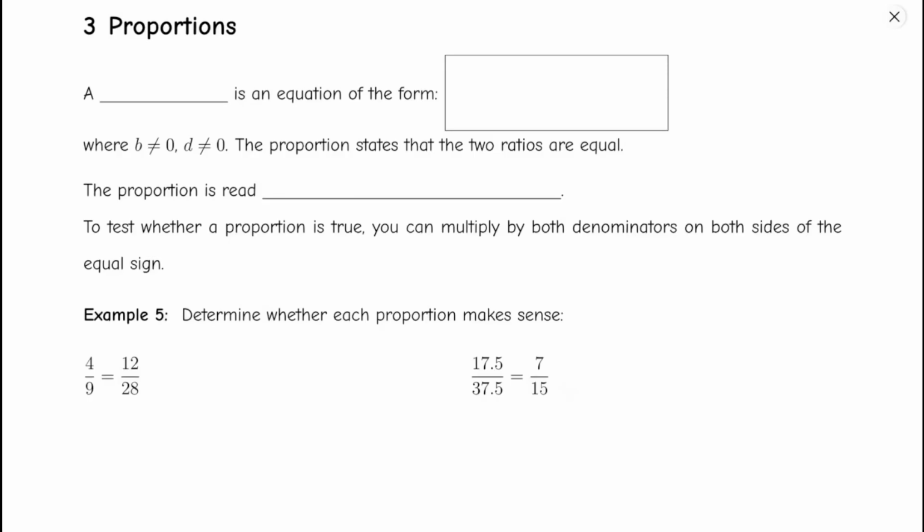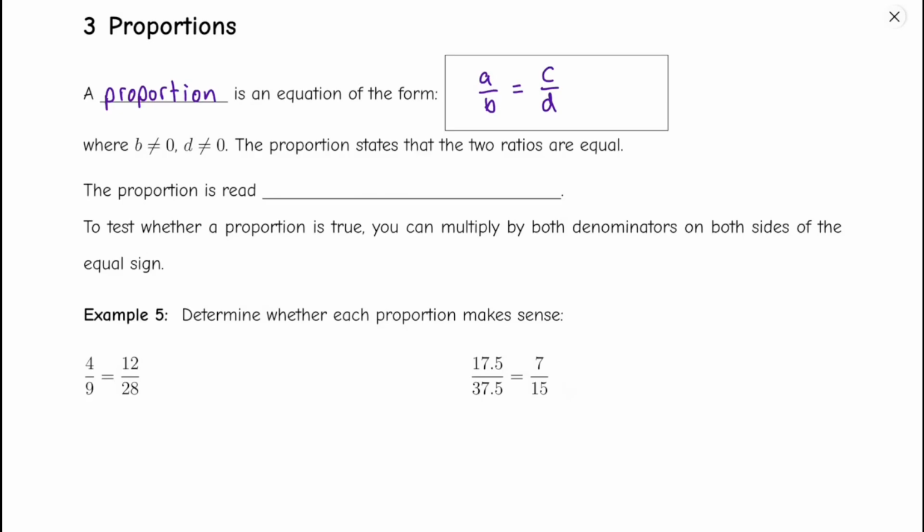Hello, today I'll be covering part 3 of section 0.3, which is about proportions. A proportion is an equation of the form a over b equals c over d, where b and d cannot equal 0 since they're both in the denominator. The proportion states that two ratios are equal to each other.